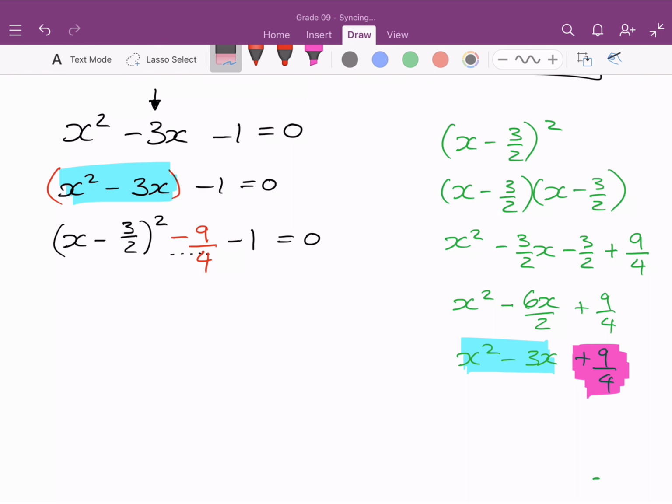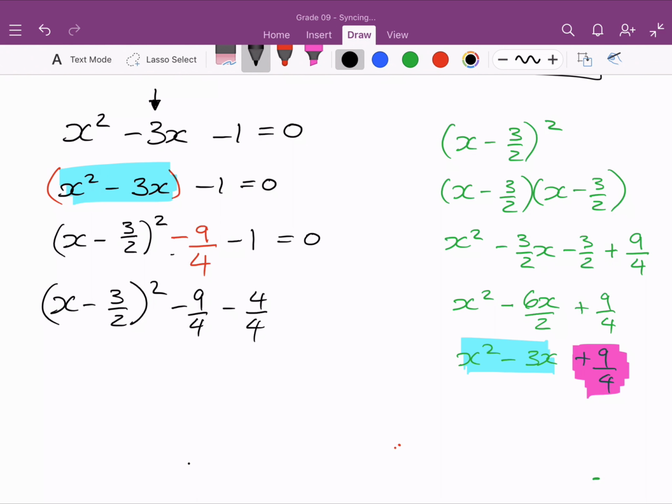Now, I know what you're thinking. You're looking at this here and going, oh my God, I gotta do subtractions with fractions. I hate subtractions with fractions. Well, it's very easy, because all we're going to do is change this 1. We're going to write it as something over 4. And what over 4 is equal to 1? It's 4. So 4 over 4 is equal to 1. So x minus 3 over 2 minus our 9 over 4 minus 4 over 4, because 4 divided by 4 is equal to 1.